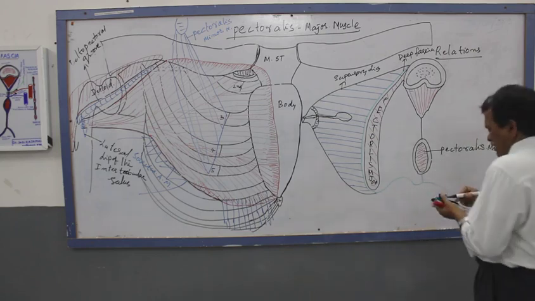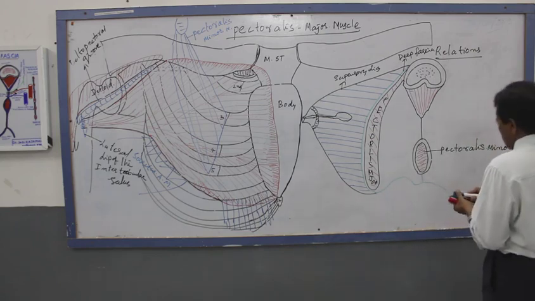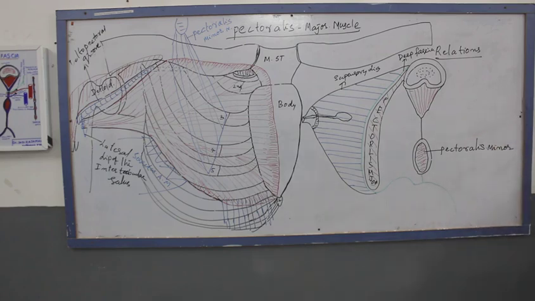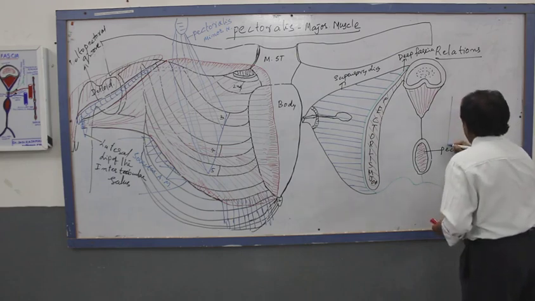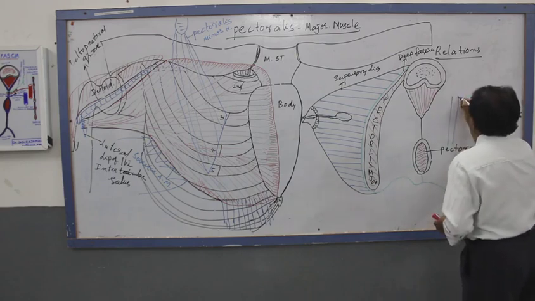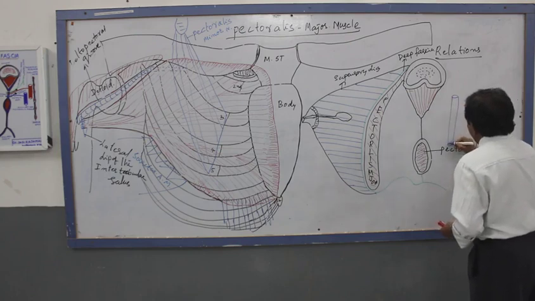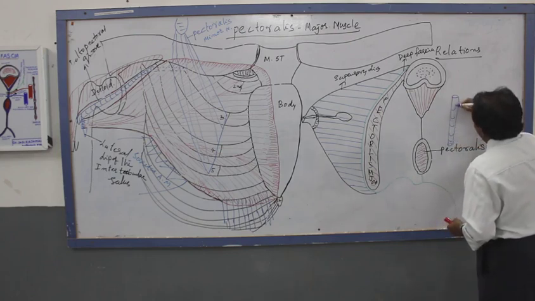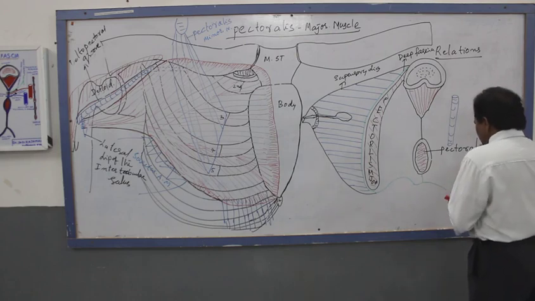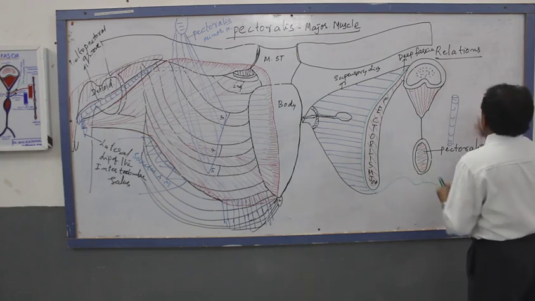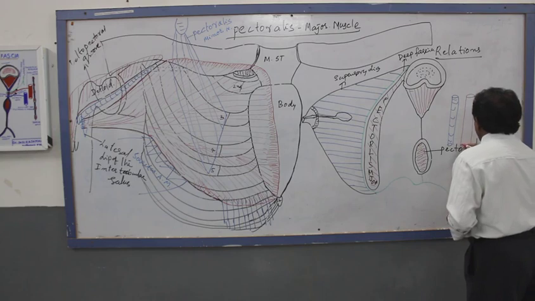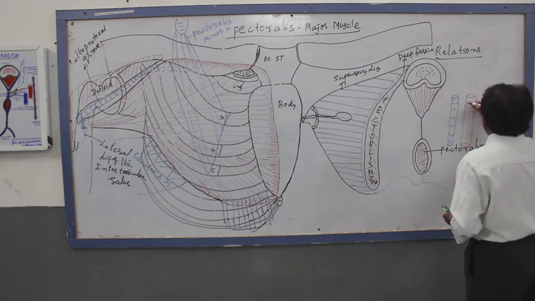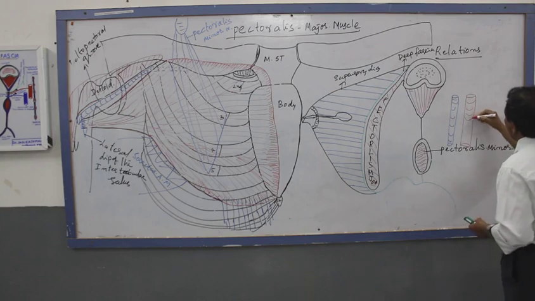Pectoralis minor. So here, in this region, there is the axillary artery and axillary vein. This one is the axillary vein, and behind this there is the axillary artery. The axillary artery and axillary vein are located in the backside of the clavicle.